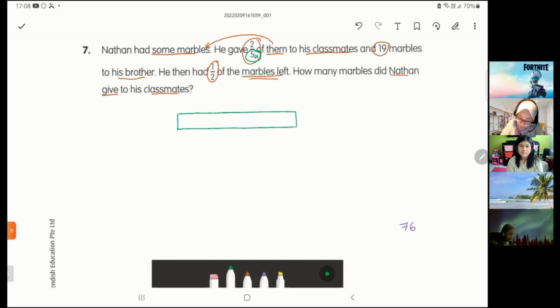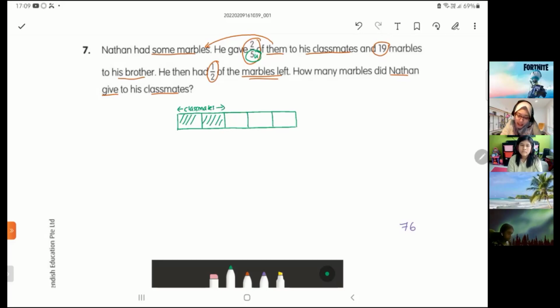Okay, so 5 parts, right? 1, 2, 3, 4, 5. Okay, happy with this. Then he gave away 2/5 of them, or 2 out of 5, to the classmate. 1, 2 given to classmates. And then 19 to the brother. Okay, so that part we leave it first.